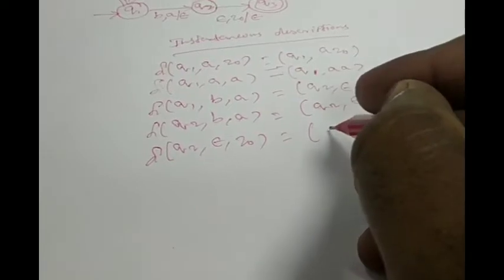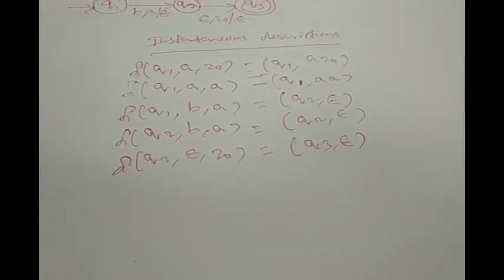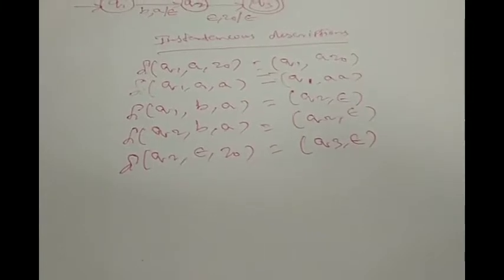So I just write it as Q2, epsilon, Z0. Then you just make it go to the state called Q3 and Z0. Q3, epsilon. That means Z0 is replaced by epsilon, and Q3 is called a final state here. So that's all about instantaneous description.